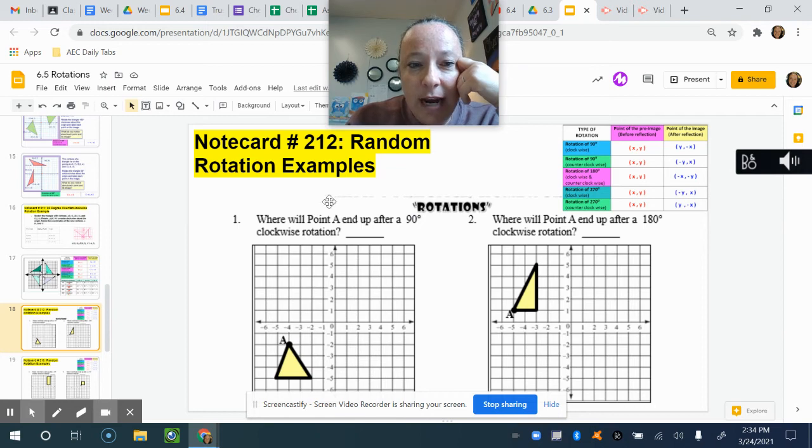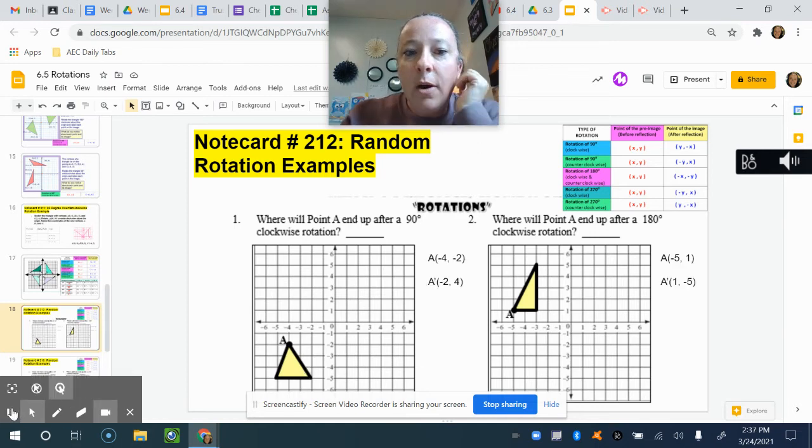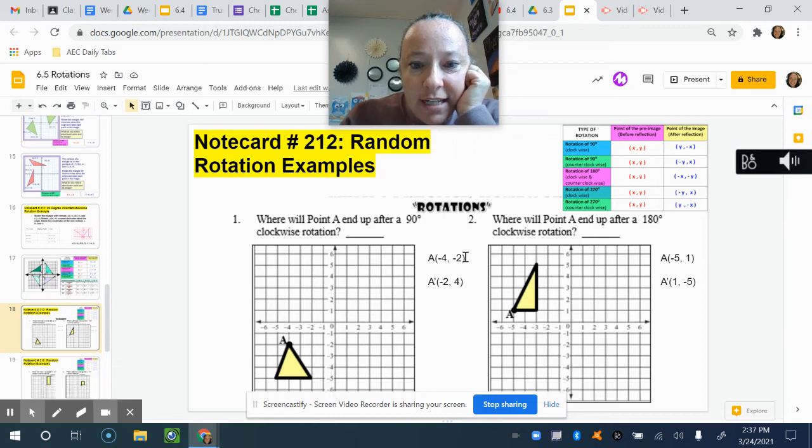You can just say what point A's ordered pair is. You don't have to actually draw the picture, but you do need to count and find what point A's original or pre-image ordered pair is on both of those, and then write down what the image ordered pair would be. All right, so if I take this point A, which is the point -4, -2, and I rotate it 90 degrees clockwise, that's this way, okay, not this way. So this way, I would have to use this top rule, y, -x. So the original y would go in the front, and then the original x would go here, but we would change its sign.